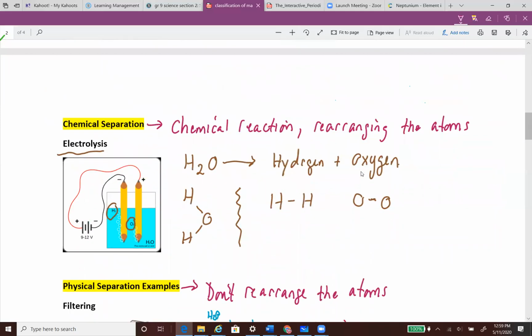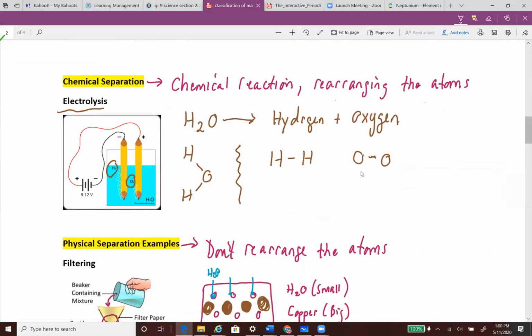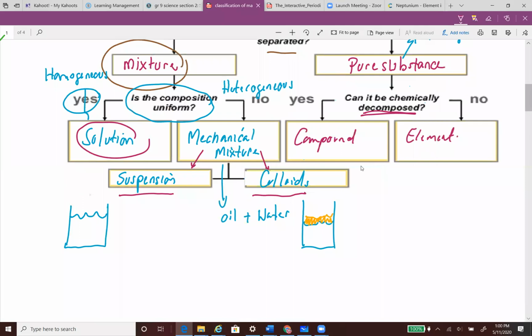So for instance, going back to this, this is water. Water is a compound. It's made up of two or more elements. We can chemically separate the water into its components. We can't do that with hydrogen, because hydrogen is an element. So if we can break up the particle, then it's a compound. If we can't break up the particle through some sort of chemical reaction, then it's an element.